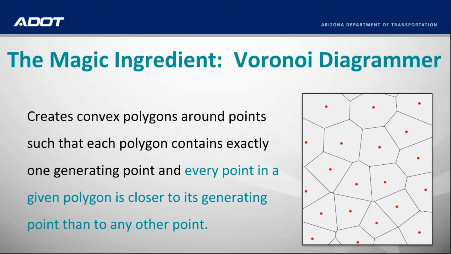Voronoi diagrams are a type of Thiessen polygon. The Voronoi transformer is really cool. If you have a point data set, it draws polygons around each individual point. Every location within each polygon is closer to the point contained within that polygon than any other point in the workspace. This transformer is what allows us to draw polygon boundaries around our events.